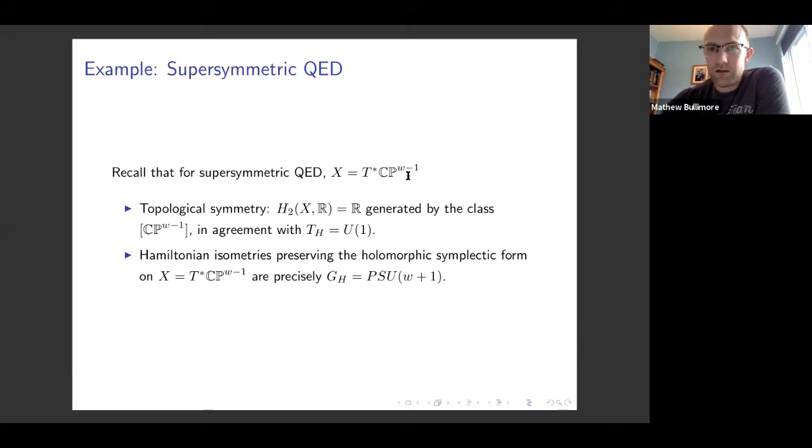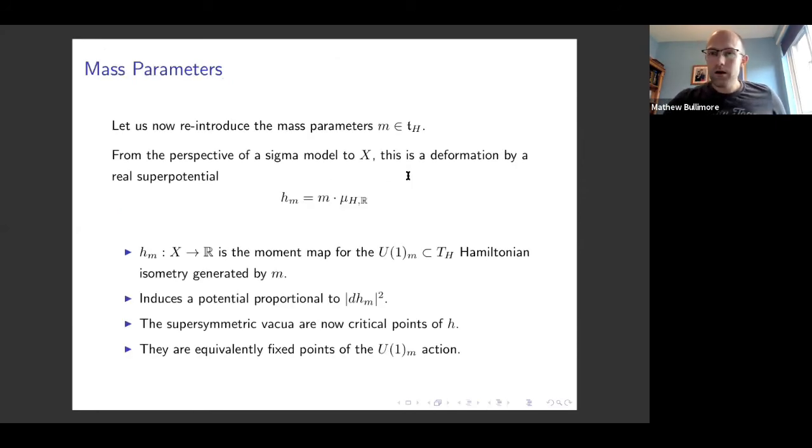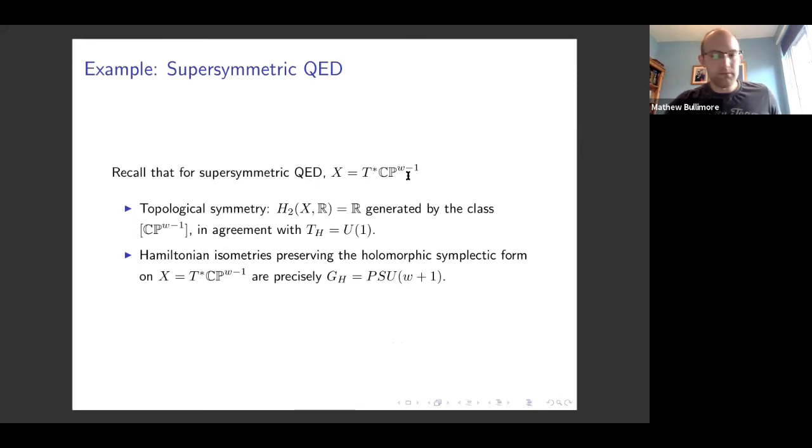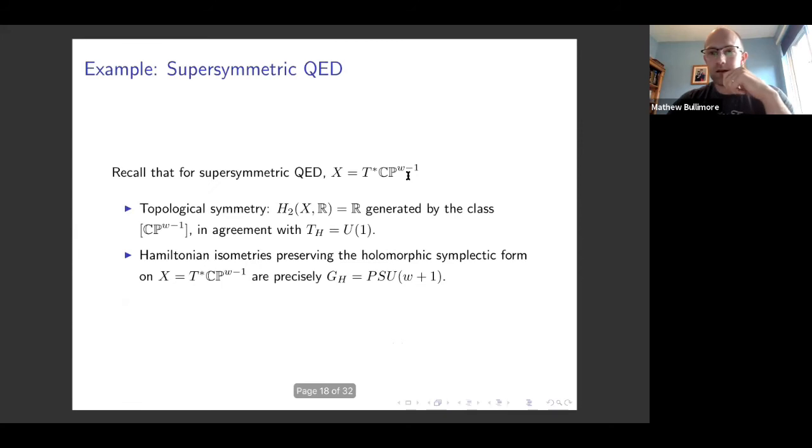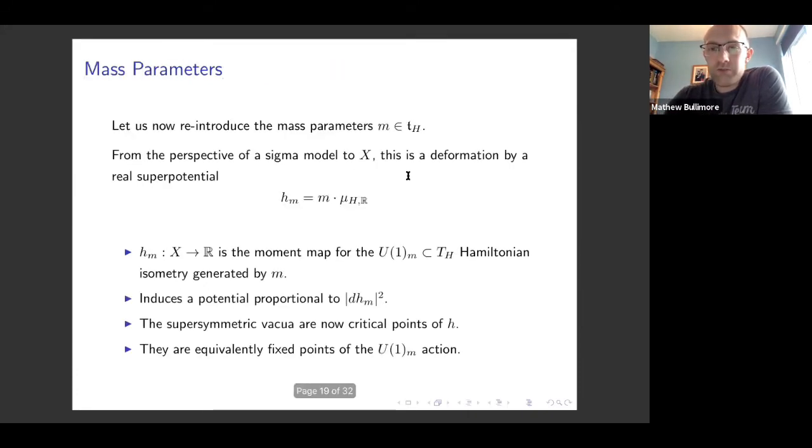Okay, so that was an example. That was a sanity check that things are working out. Good. So let me now try to explain how to reintroduce mass parameters. So up to now, in this point of view, I've set the mass parameters to 0. I've turned on the FI parameters in order to flow to a sigma model onto the Higgs branch. And what I'd like to do now is to reintroduce the mass parameters from a sigma model point of view.